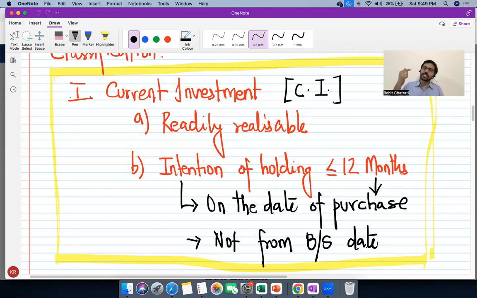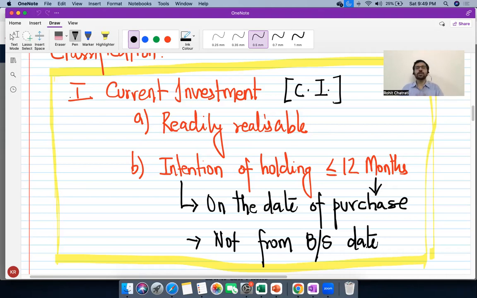The investment is still going to be a long-term investment because for determination of current or long-term, you are not going to stand on the balance sheet date. You're going to stand on the date of purchase. You're seeing the intent and classifying it as current or long-term. You always have to look at it from the date of purchase point of view.